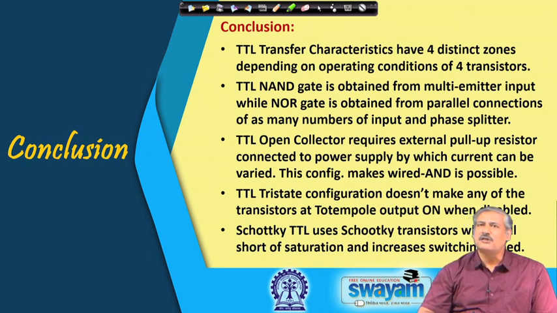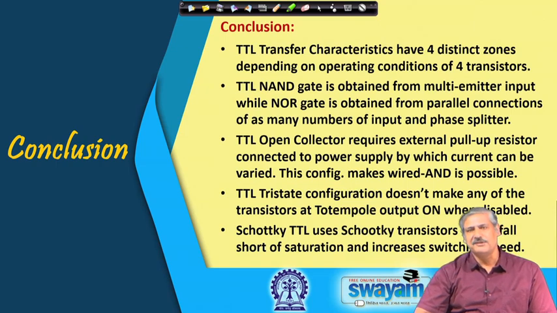Open collector configuration we have seen requires an external pull up resistance, and it can also be used for wired AND configuration. TTL tri-state we have seen that when it is disabled, none of the output transistors in the totem pole configuration is on, and Schottky TTL does not allow the transistor to go into saturation, it just stops short of saturation, which enhances the switching speed.